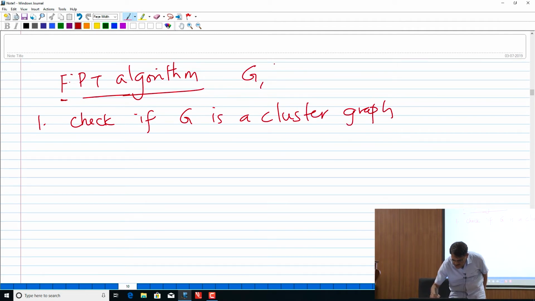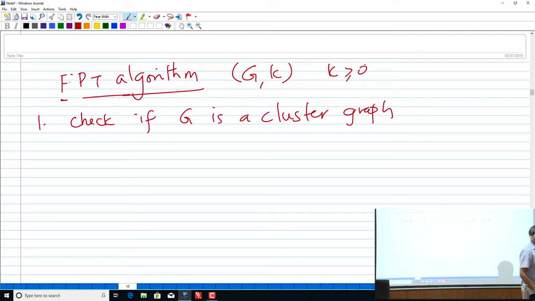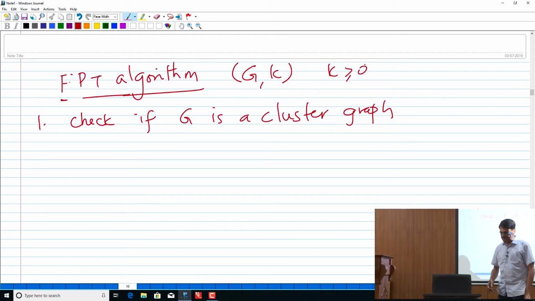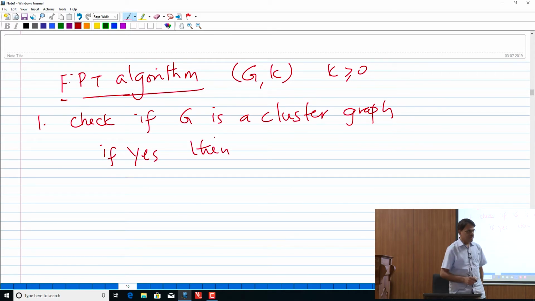Right. So, you are given some G and a k, and k is greater than or equal to 0. You know how to find whether a graph is a cluster graph. Suppose I run it and find it, and suppose it happens to be a cluster graph, what can you say? If yes, then the question is, can you delete k vertices? Yeah, its answer is yes, you can delete k vertices.